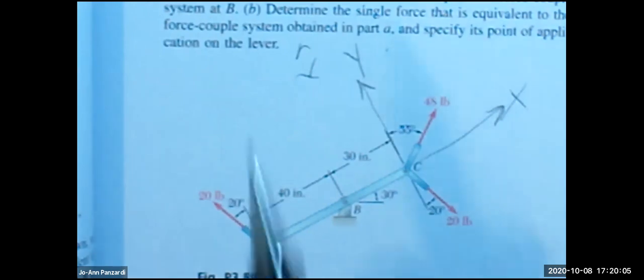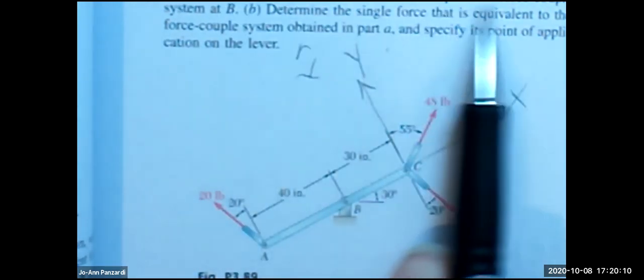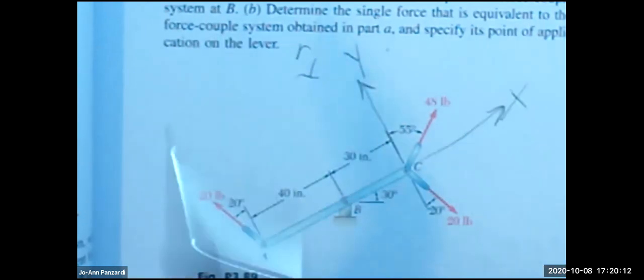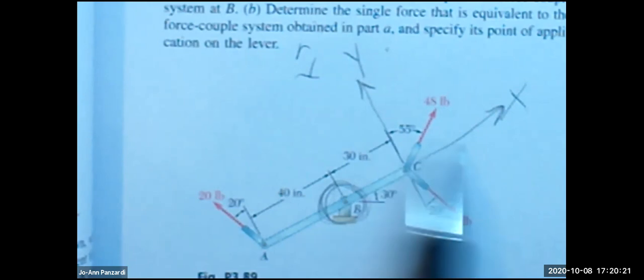Oh, let me just read the question again. Replace the three forces with an equivalent force moment couple system at B. So let me circle B. In the end, we're going to have to find the resultant force and resultant moment about B. Why is putting the axis like this better or quicker? It would help with the angles.